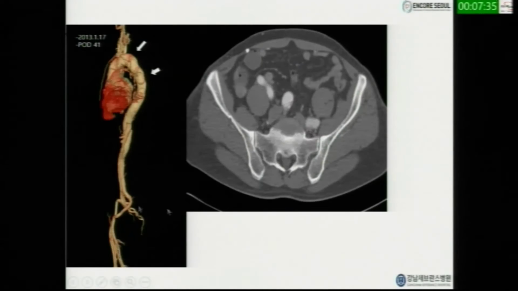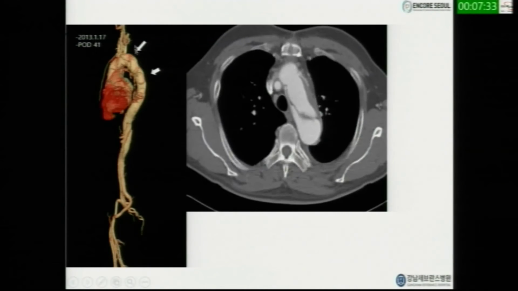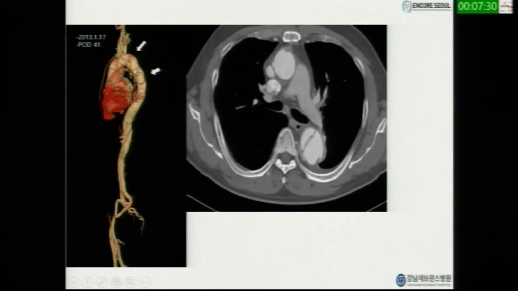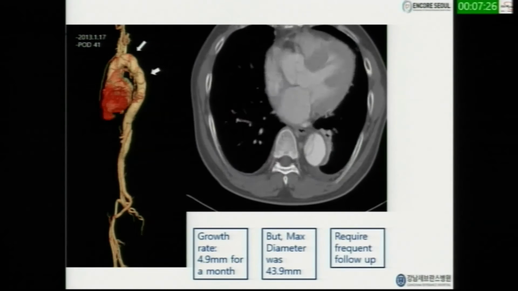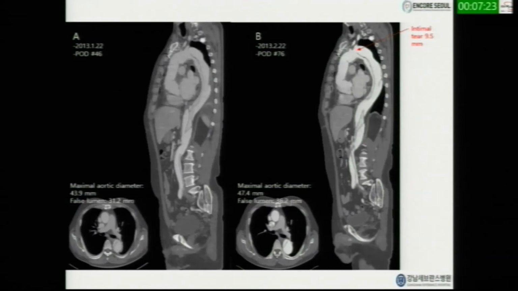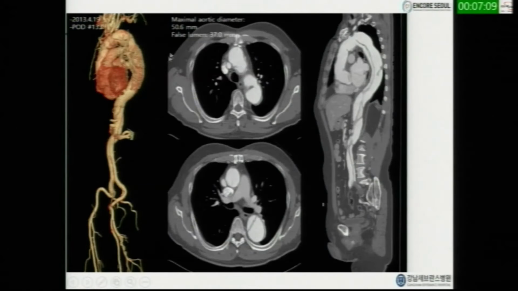But you can see in the magnified picture here there is a penetrating aortic ulcer and high degeneration. So we recommend frequent follow-up in this patient. You can see the CTA at the 46th day and 76th day. There is degeneration, but the maximum aortic diameter is below the cut-off for intervention. But we reached the cut-off for intervention, 5.6 centimeters, at 130 days postoperative.